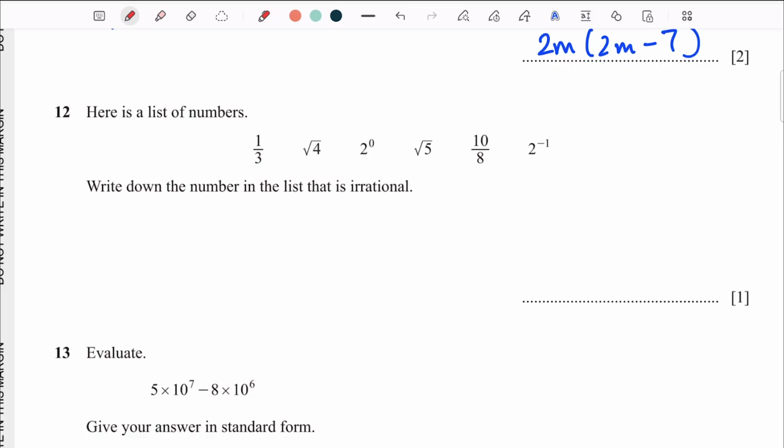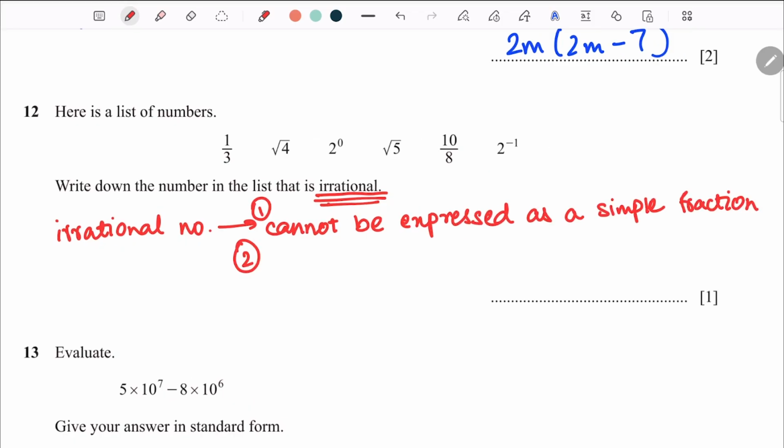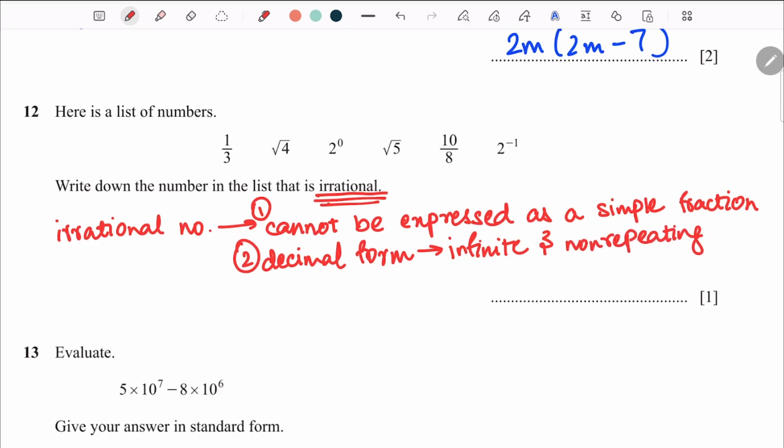Question 12, here is a list of numbers. Write down the number in the list that is irrational. Now an irrational number is one which cannot be expressed as a simple fraction, and its decimal form is infinite and non-repeating. Infinite means that it continues, and non-repeating means that it does not have a trend in which it repeats.